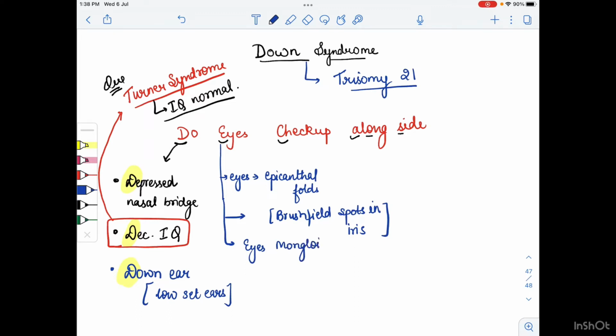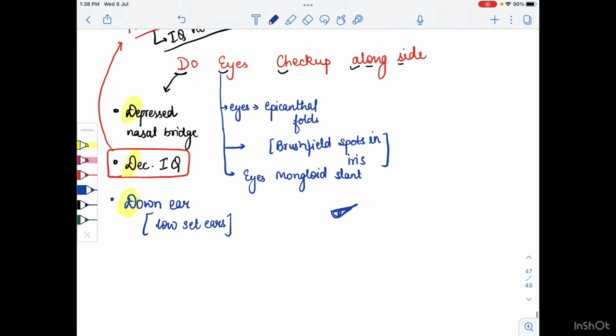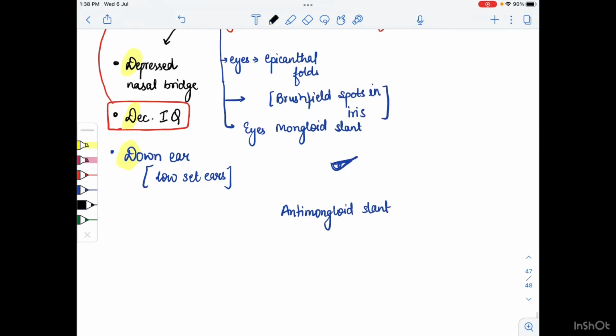So what do we mean by mongoloid slant? Basically, in the eyes we see that the eyes are like this, upward slanting eyes. That is the mongoloid slant. And we have another one, the anti-mongoloid slant. What do we mean by anti-mongoloid slant? There is a downward direction of the eyes. So if the eyes slant downward, then it is anti-mongoloid. If the eyes slant upward, then it is mongoloid slant.